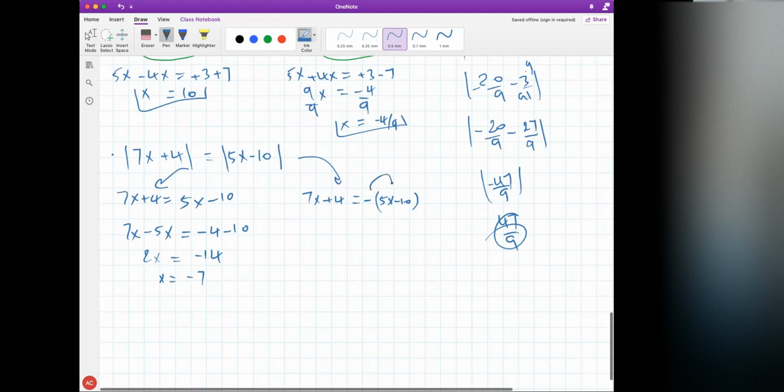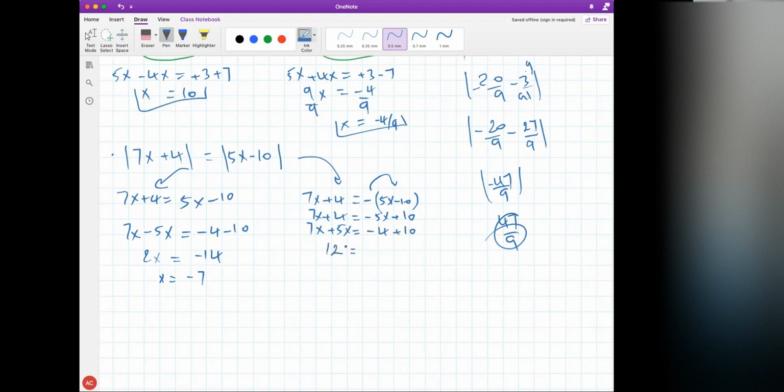Okay, and here, first thing again, distribute the minus. Plus 4, so negative 5x plus 10. And again, move this over, so it becomes 7x plus 5x. Move the positive 4 over, negative 4 plus 10. That's 12x equals 6. Finally, divide by 12 on both sides. Cancel 12. x is 1/2. Reduce this fraction by 6. And that's it. That's how you get your two solutions.